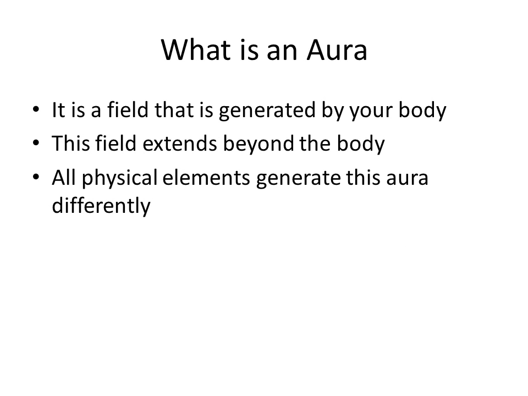What is an aura? It is the field that is generated by your body. This field extends beyond the body. All physical elements generate this aura differently. Now, many people have said that they can actually see this aura in the different colors it reproduces. There are also many different types of equipment that will detect the aura and show you what colors it has.